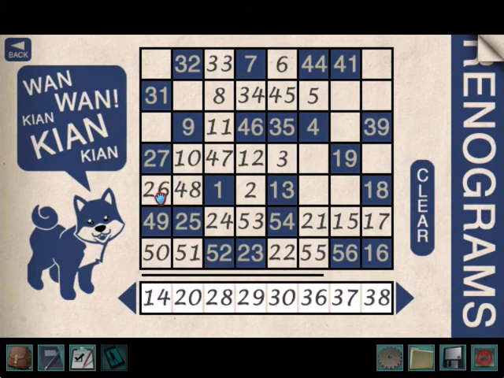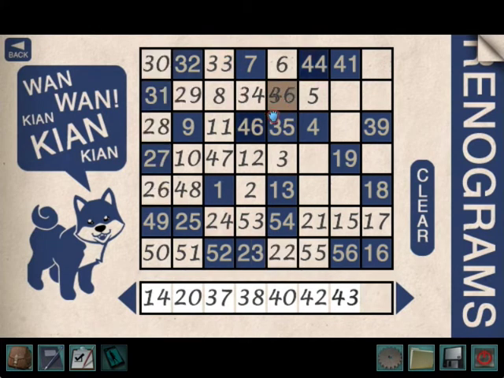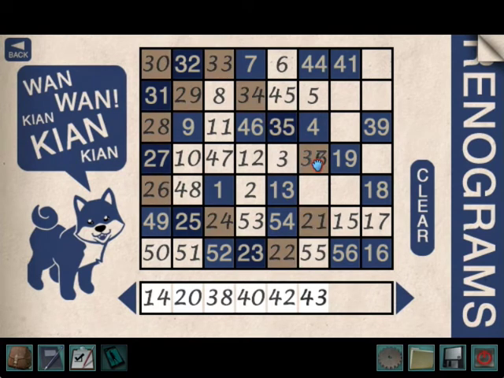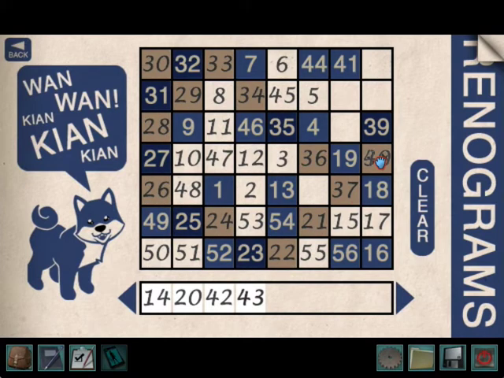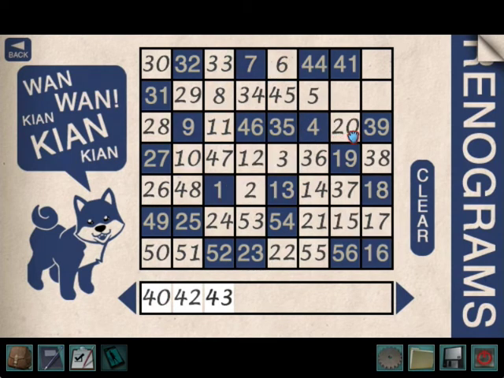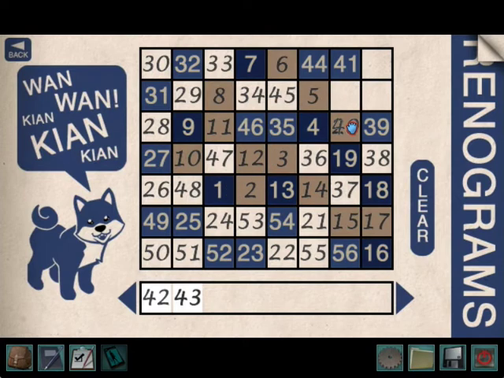I can put the 26 there. And then I can put 28, 29, 30, and so forth. Okay, so that means 36 goes there. And 37 has to go there, 38 has to go there. 14 goes there now. And 20 goes here. Wait, does it? Where's 21?